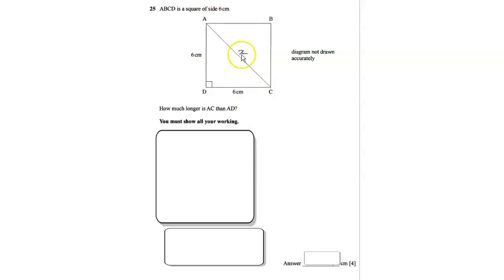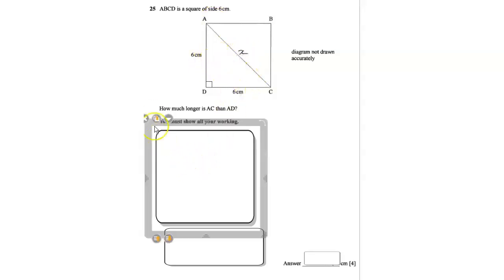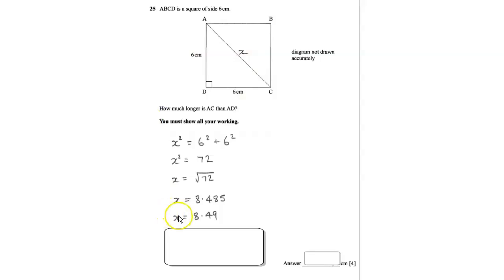To get this length here, which is the hypotenuse of our right angle triangle, we take the 6 and this 6 and we square both of them and then add them together. So 6 squared plus 6 squared, this is only when you're looking for the hypotenuse. 6 squared plus 6 squared is 72. Then we square root the 72, which is 8.485, and that gets rounded to 8.49. So 8.49 is the length of AC.